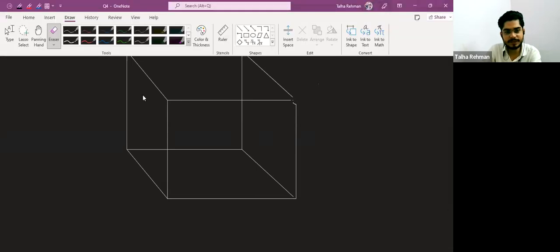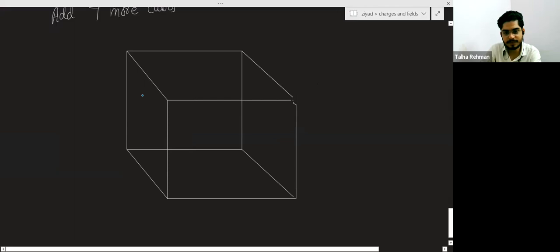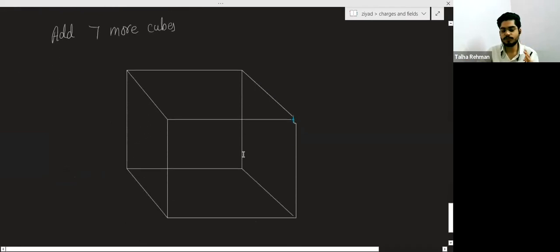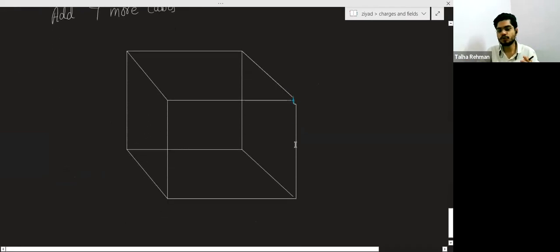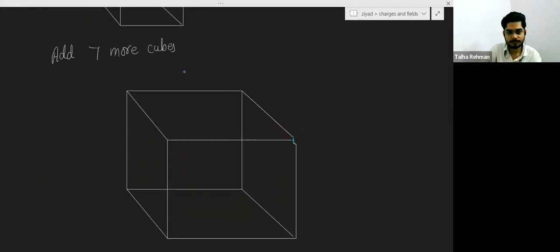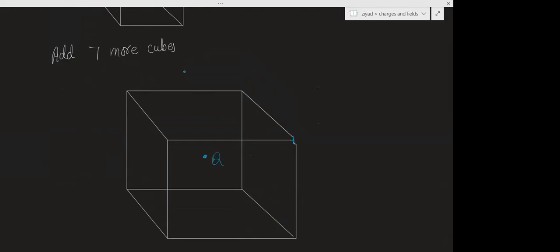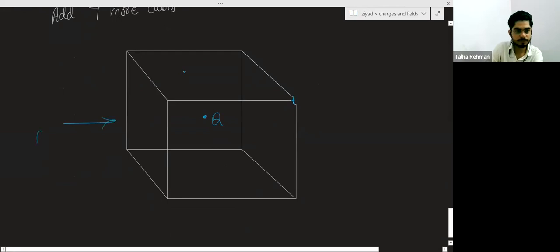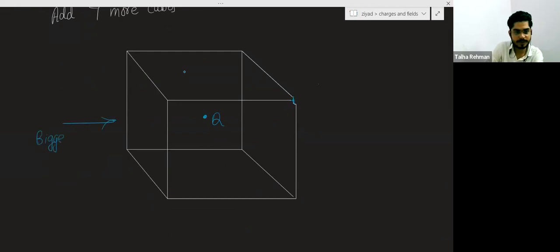It is a little bit difficult to understand what is going on. Initially you have this cube, you have added 7 more cubes to make this one big cube. Your charge q will be at the center. So charge q is at the center of this bigger cube.